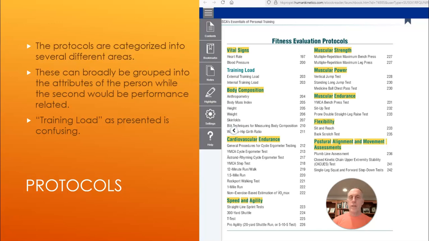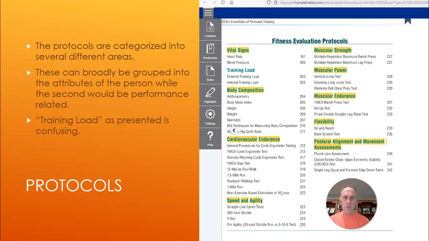roughly categorized subsections for fitness evaluation protocols: vital signs, training load, body composition, cardiovascular, speed, agility, muscle strength, muscle power, muscle endurance, flexibility, and postural alignment and movement assessments. And we worked through all of these tests in 231. But the one thing we didn't touch on before, and it's not highlighted here, is training load. And it's a little bit confusing in the book how they present it. It's kind of awkward where they place it in this fitness evaluation protocols.